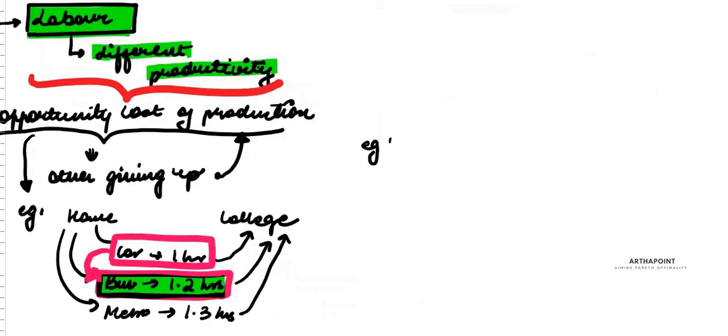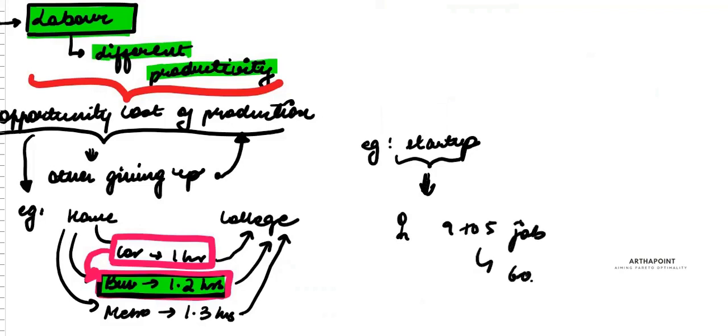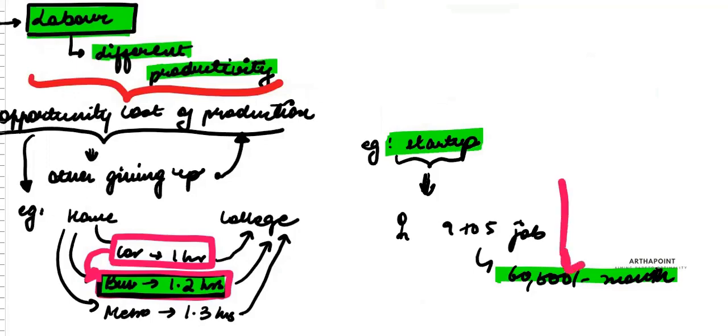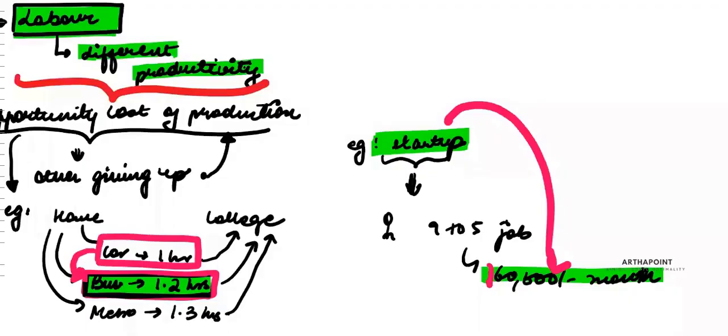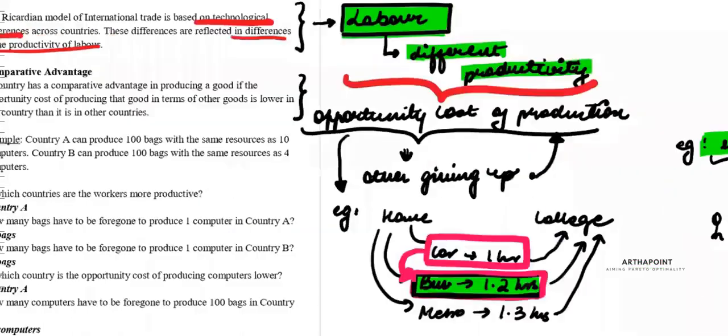Let's take one more example. Suppose I'm very enthused about starting my own startup. I start the startup, but had I not been in the startup, I would have taken a 9-to-5 job. And I would have earned 60,000 per month. So how much am I giving up by starting the startup? I'm giving up this 60,000. So this is the cost of my next best opportunity, and hence this is my opportunity cost.